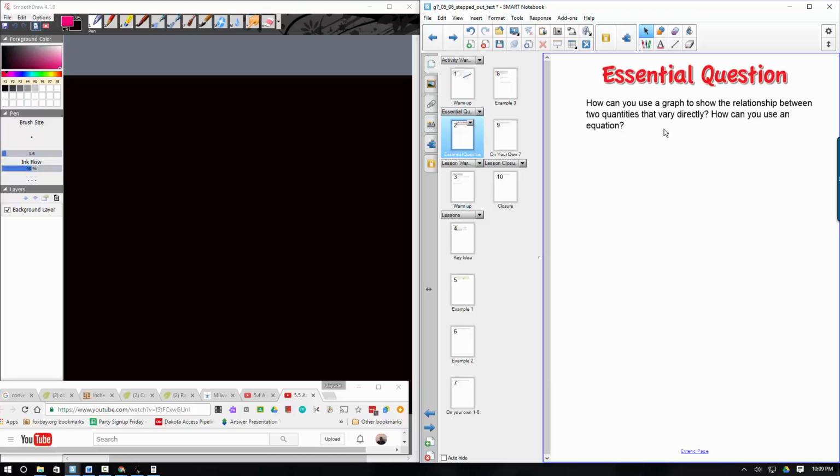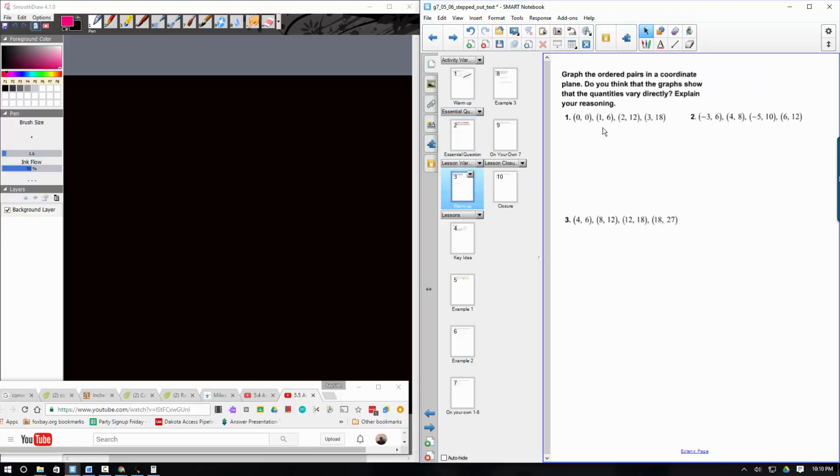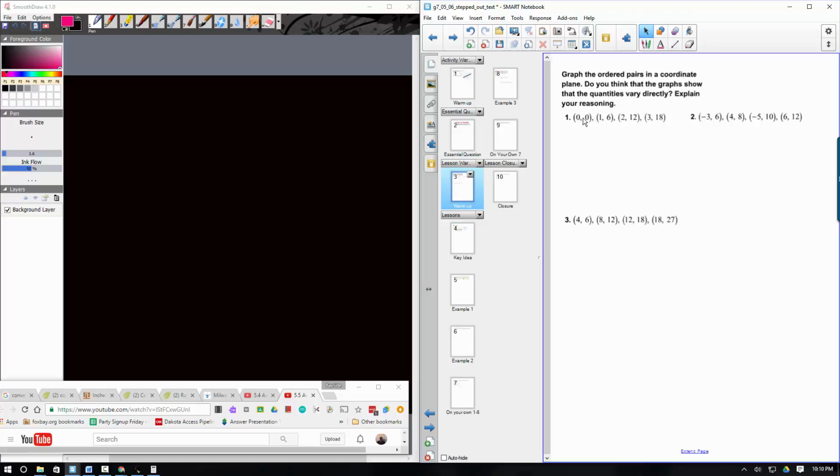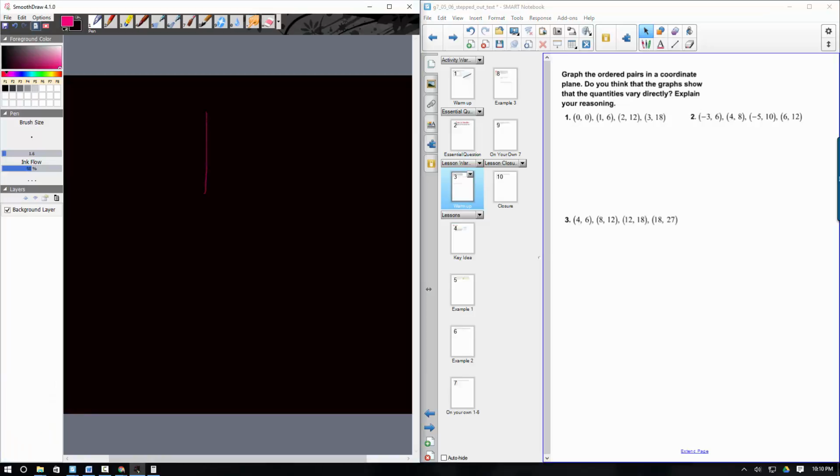So it says, how can you use a graph to show a relationship between two quantities that vary directly? And how can you use an equation? As we go through here, we're going to look at these different ordered pairs, and I want you to think, do these do the same thing that we saw before? Or are they actually direct variation? So if I look here, let's just quickly write these points out. I'm going to have (0, 0), (1, 6), (2, 12), and (3, 18).